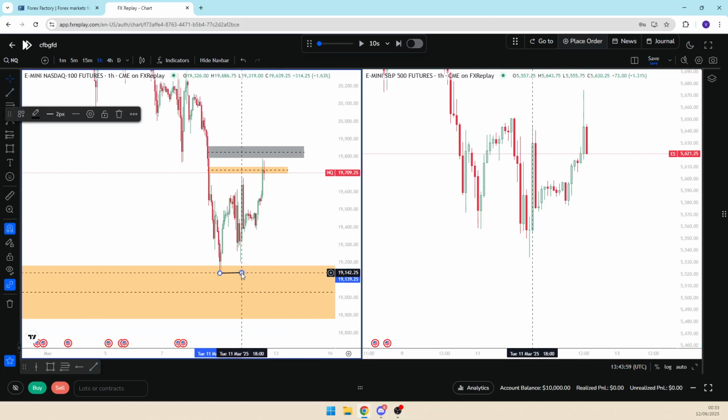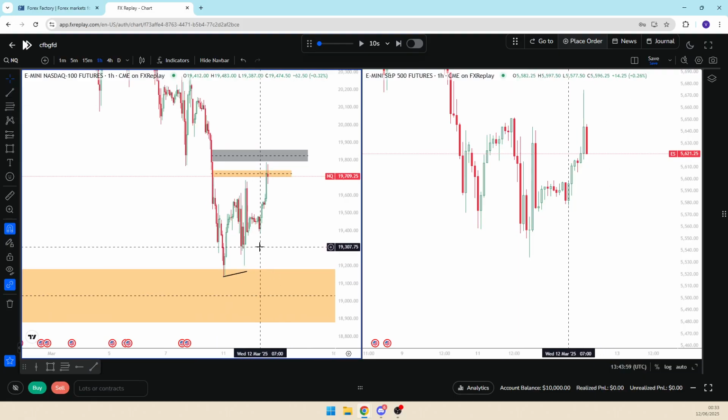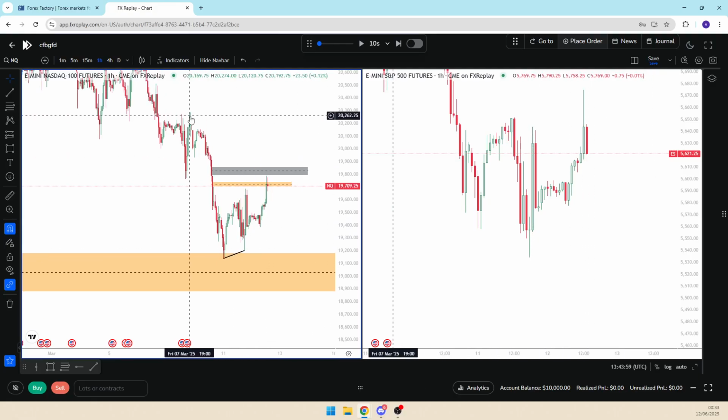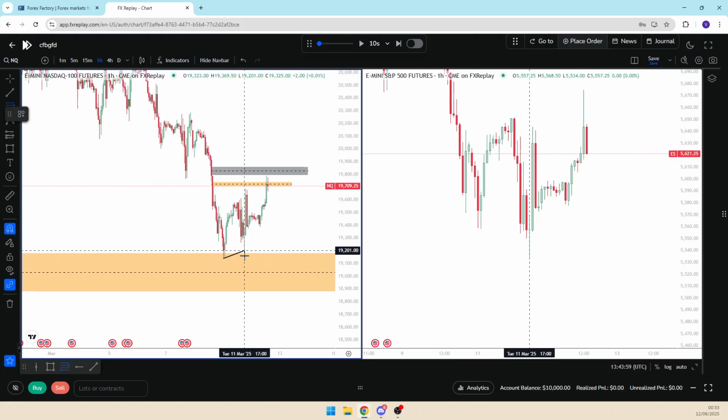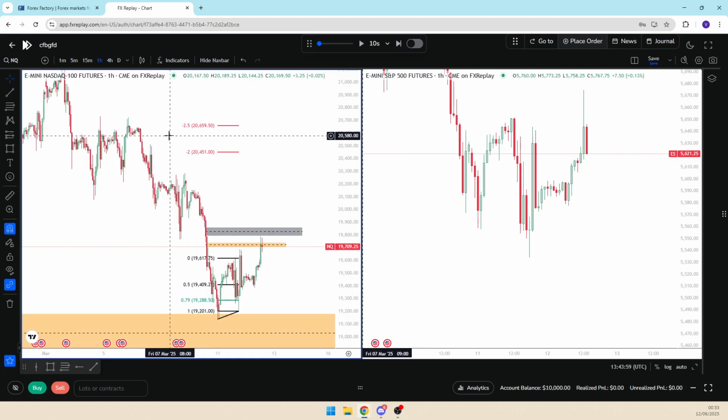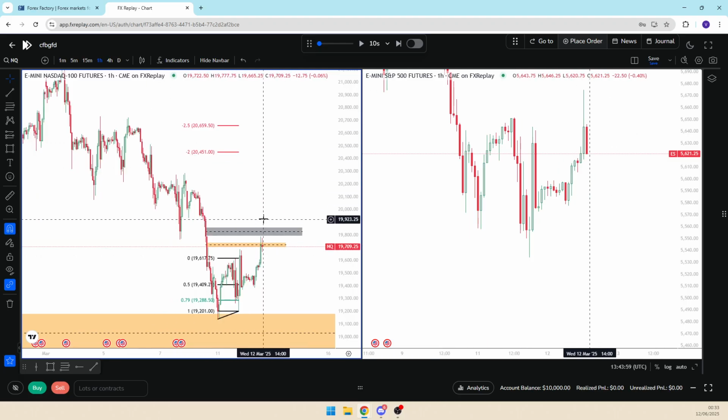So right now, what is this? This is a market maker buy model. So from this market maker buy model, I could be expecting price to go higher to these equal highs here. Let me show this deviation too. Yeah, so I could be expecting price to go even higher. Not today, but maybe in the next week.